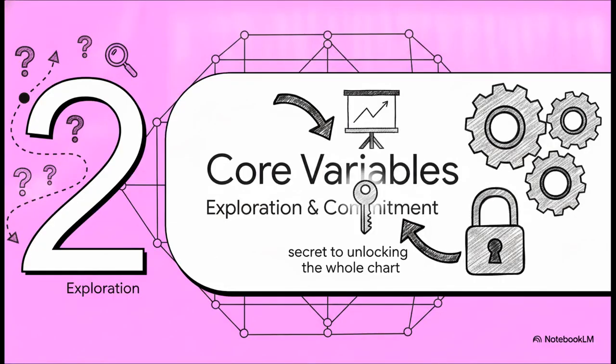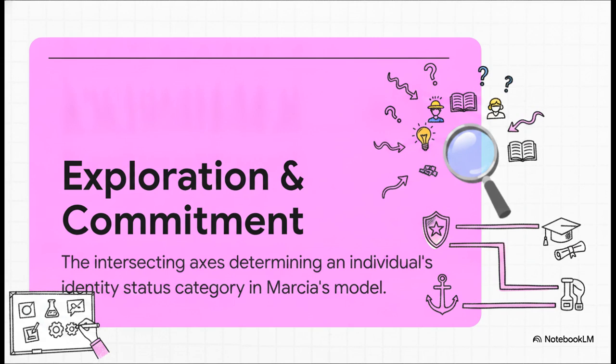Moving on to Section 2, the two core variables. Okay, so the whole shebang, everything in that main 2x2 matrix hinges on just two things: commitment and exploration. Is a person highly committed to an identity, or is their commitment low? Have they engaged in a ton of exploration to find that identity, or did they barely look around? It's kind of like choosing a college major, right? Exploration is actively taking a bunch of different classes to see what clicks. Commitment is finally declaring that major and actually sticking to it.